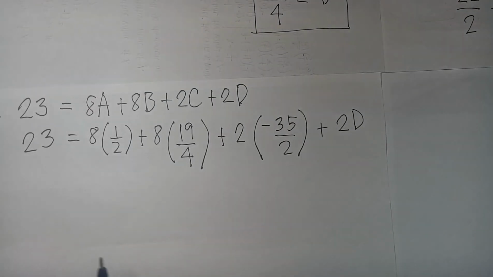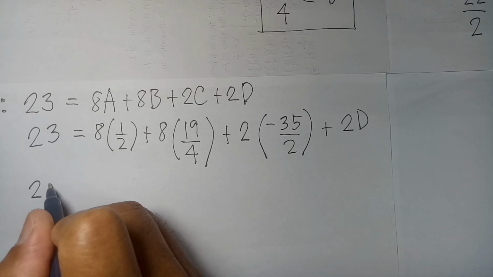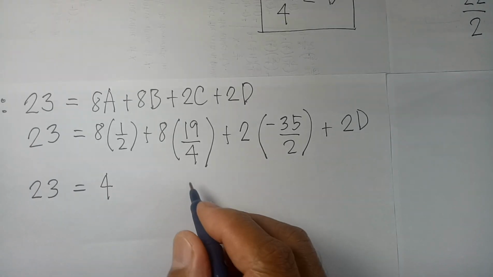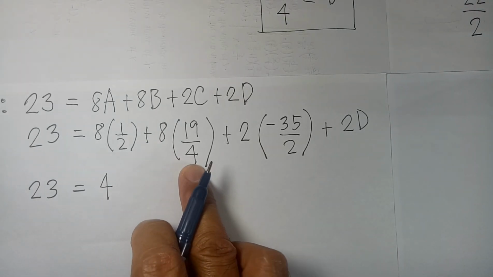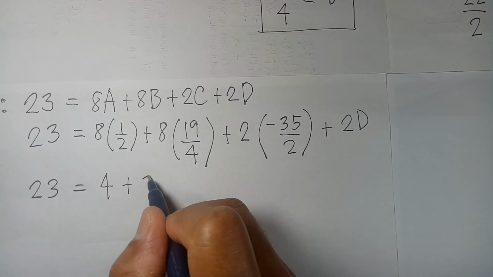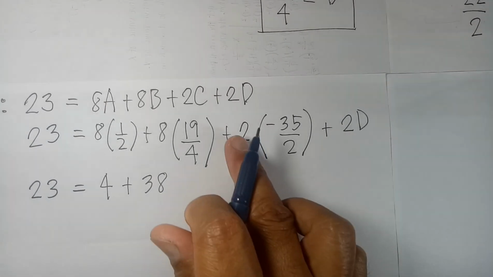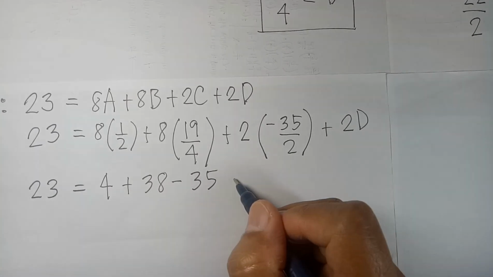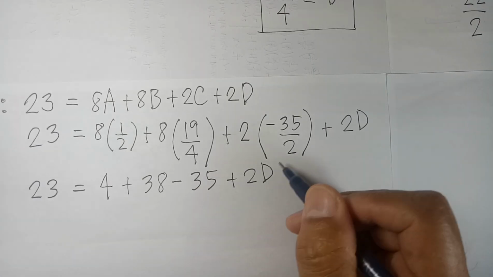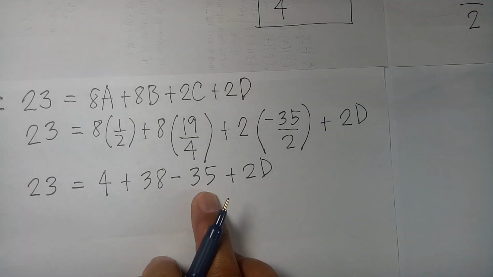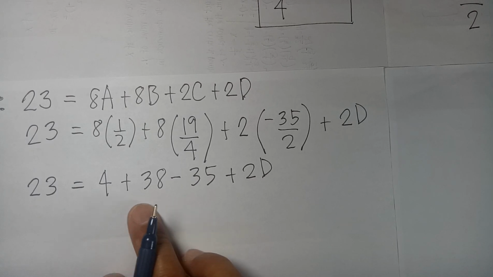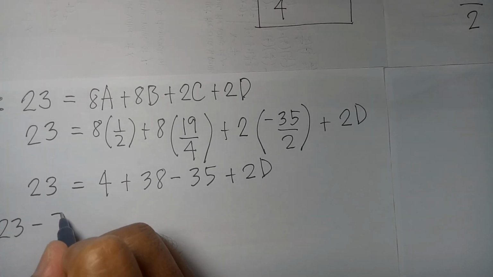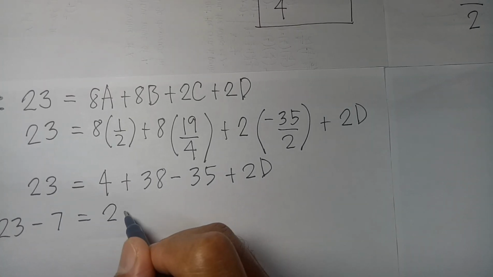Okay. So, meron tayong 23 equals, so 8 times 1/2 ay 4. 8 divided by 4 ay 2 times 19, 38. And then cancel 2, so minus 35. And then plus 2D. So 38 minus 35 ay 3. Plus 4 ay 7. So 23 minus 7 equals 2D.